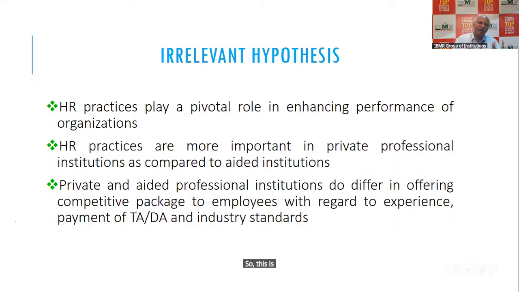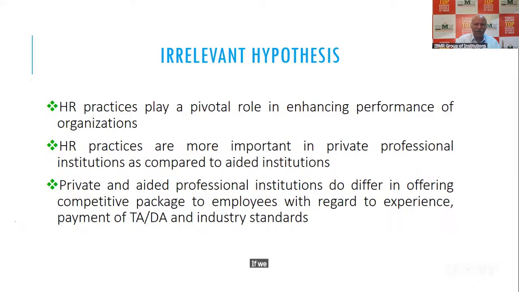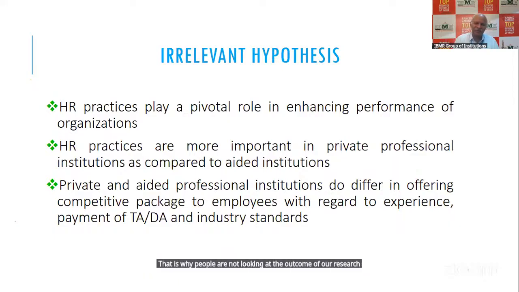So this is all what we are heading towards, bringing an improvement in the quality of research in social sciences. If we improve this quality, we hope people can look at the research outcome, because if the process is not strong enough and meticulously planned, the outcome also will be of no use. That is why people are not looking at the outcome of our research. We are the responsible people for that. Okay, these things are to be taken care of.